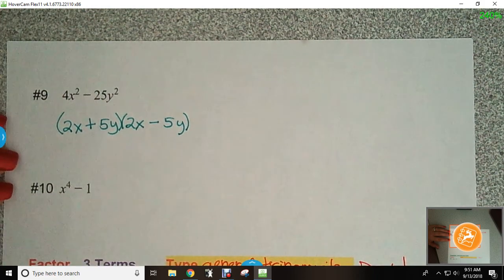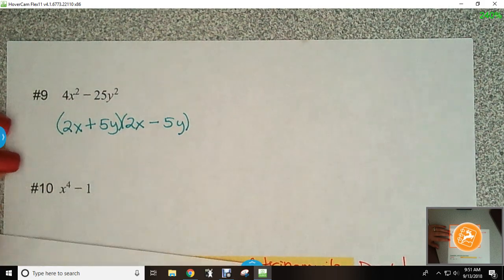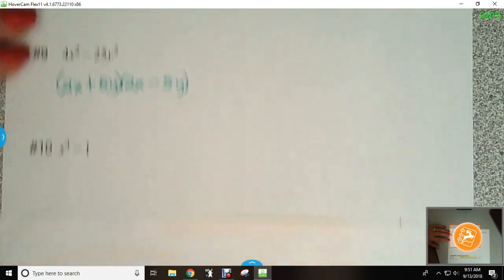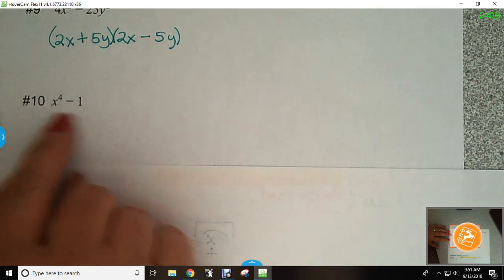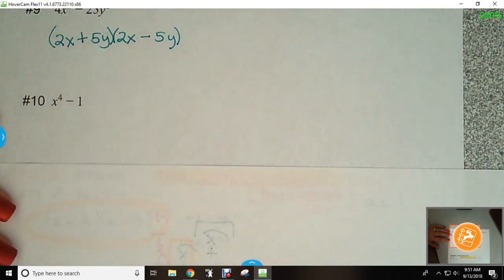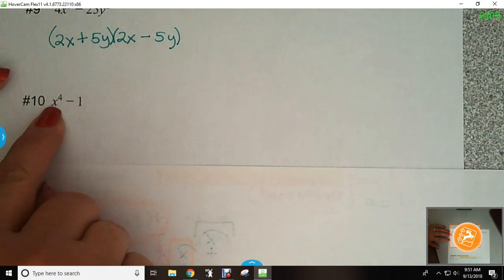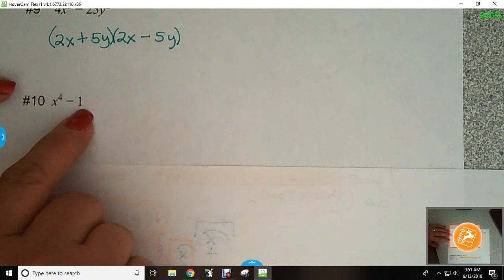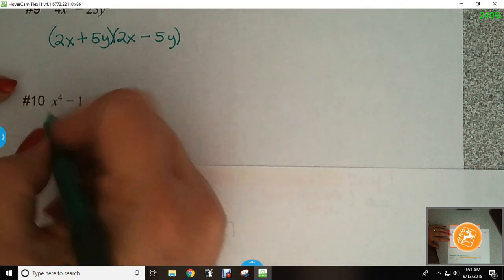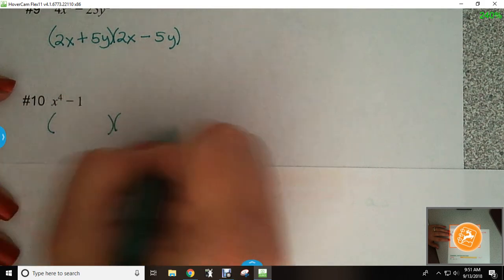All right, last one on difference of squares. When I look at this, I do not have a greatest common factor. I've only got two terms and there's a minus in between, so I need to see if it is a difference of squares. Can you take the square root of x to the 4th? Yes, you get x squared. There's a minus sign. Now, can you take the square root of 1? Yes, it is 1. So let's go ahead and set up our two parentheses.